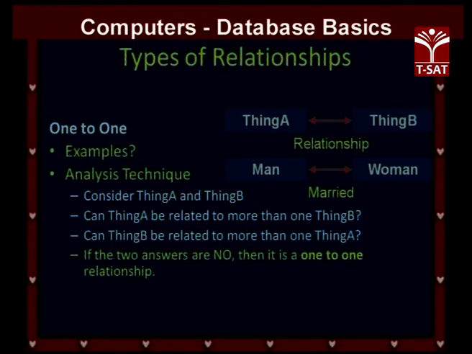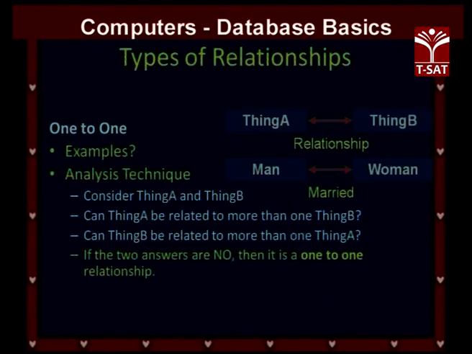One-to-one relation: thing A, thing B. For example, man to woman is a one-to-one relation. Of course, one man will marry one woman, so it is one-to-one. Consider thing A and thing B. Can thing B be related to more than one thing A? If the answers are no, then it is a one-to-one relationship. So we have some criteria to say this is a one-to-one relation.